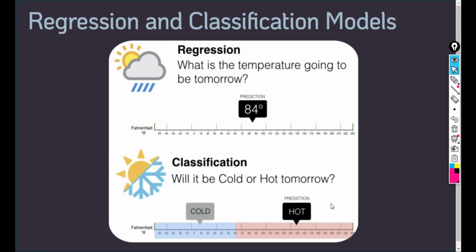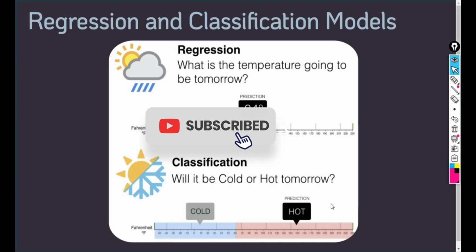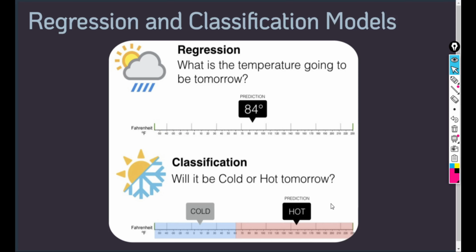Suppose I want to know what the population of my country is going to be, or what my expenditure is going to be, or what the temperature of a particular day is going to be. So whenever we are dealing with numbers, when we are talking about any numeric prediction, that is called a regression.